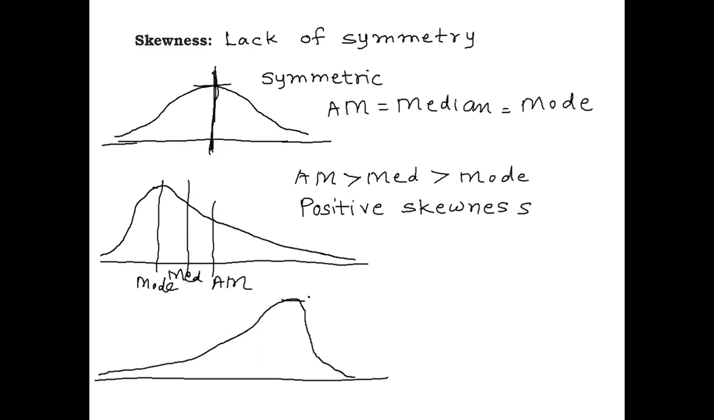Exactly the opposite thing is going to happen here. This will be the mode, this will be the median, and this will be the arithmetic mean. So this will be negatively skewed. Negative skewness.